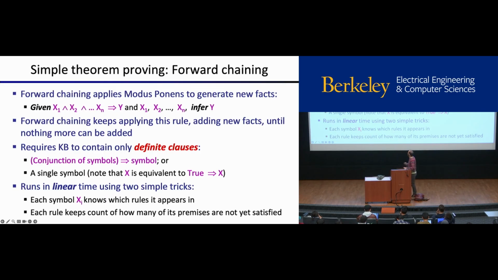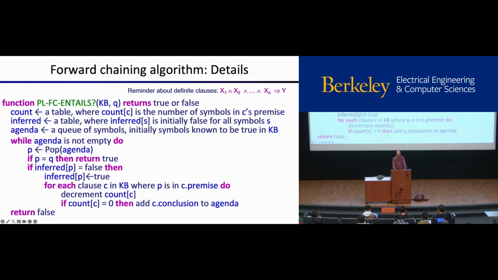Okay, each rule keeps track of how many of the premises are not yet satisfied. Here is the forward chaining algorithm. And here is a reminder about the sorts of clauses. I haven't told you what a clause is yet. You can think of them as, a sentence is a clause and another clause and another clause. Or if you're considering a knowledge base as just a set of sentences, you can say each sentence is a clause.